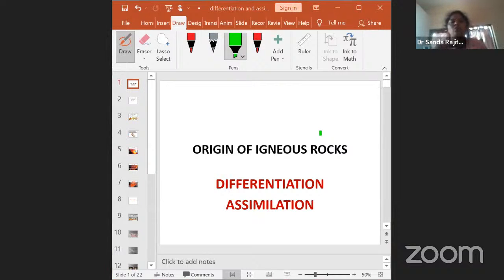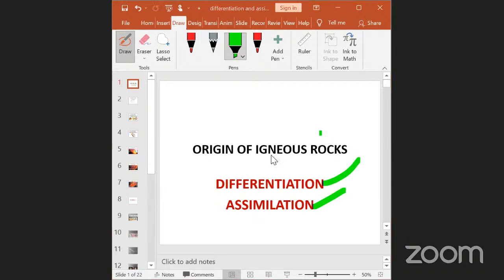So in that we have two topics: first, differentiation, and second, assimilation. First of all, what is differentiation? Differentiation of magma.